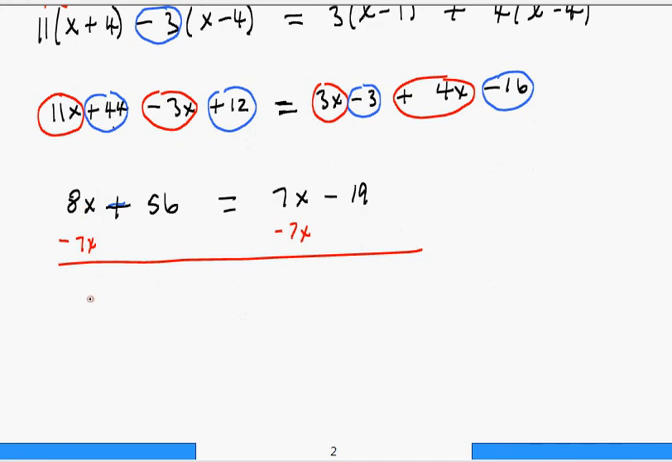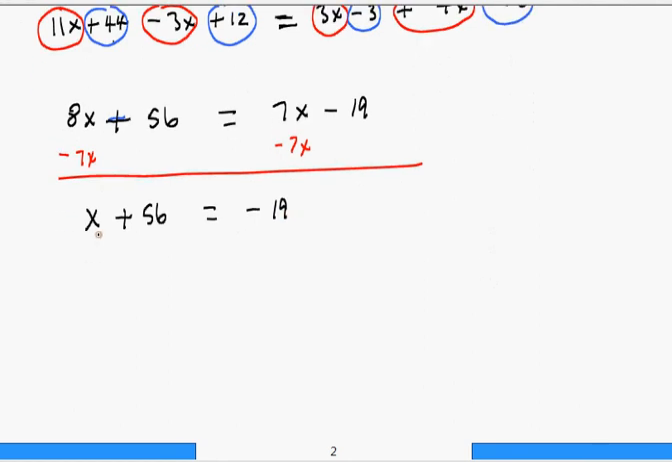8x minus 7x is 1x. That's good news. There's no coefficient there, so it's a 1. Plus 56 comes down is equal to, the 7x's cancel. Bring down the minus 19. Got to watch all these negative signs. Alright, one more step. x plus 56, I don't want that, I just want the x. So I'm going to subtract 56 from both sides.